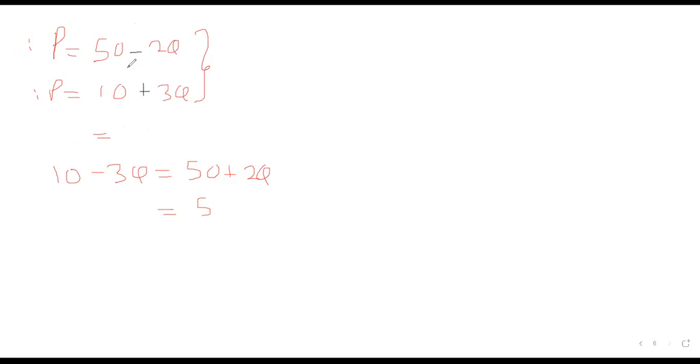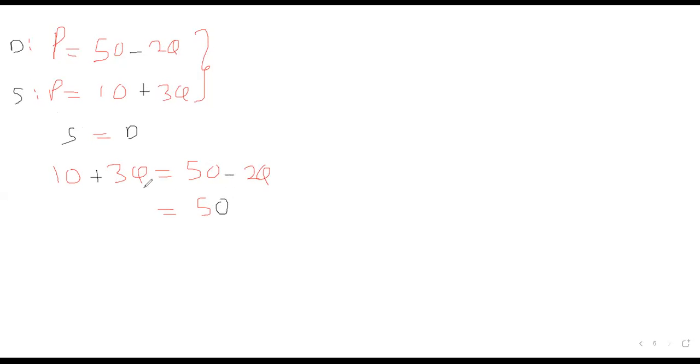So which one is our demand between these two? Our demand is the first equation. Demand is the one with the negative gradient. And here, which one is our supply? The one with the positive gradient, this one there. So supply is equal to demand at equilibrium. So 10 plus 3Q is equal to 50 minus 2Q.